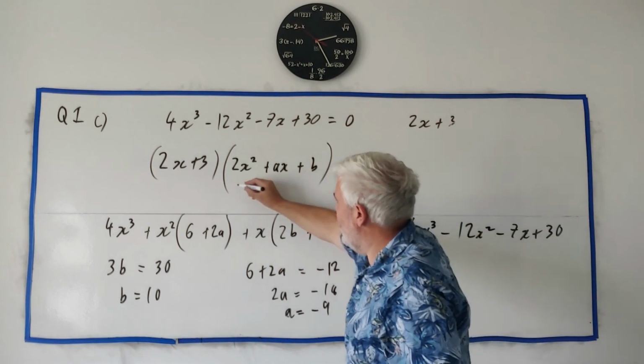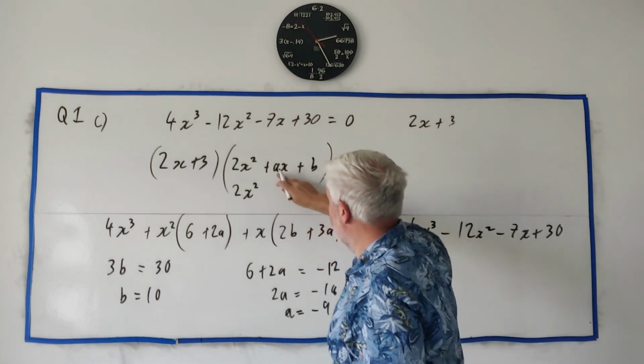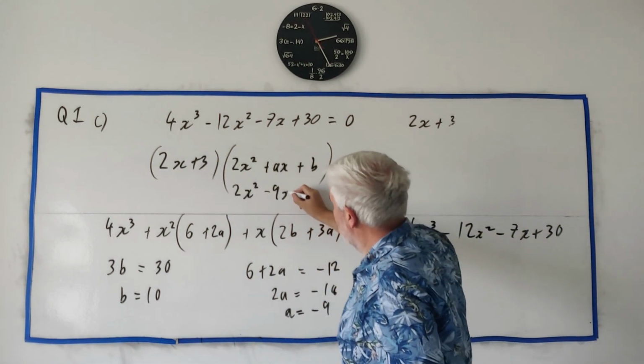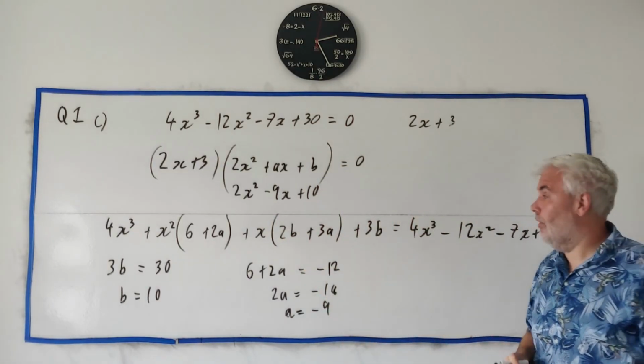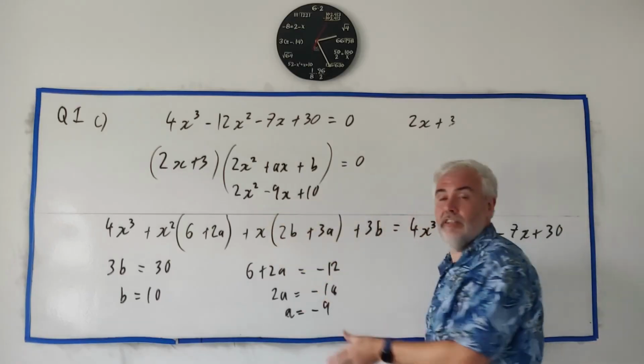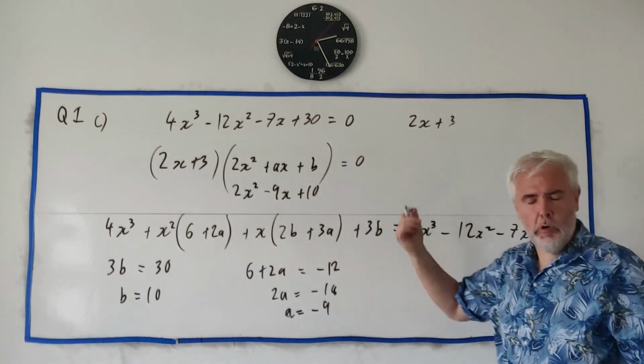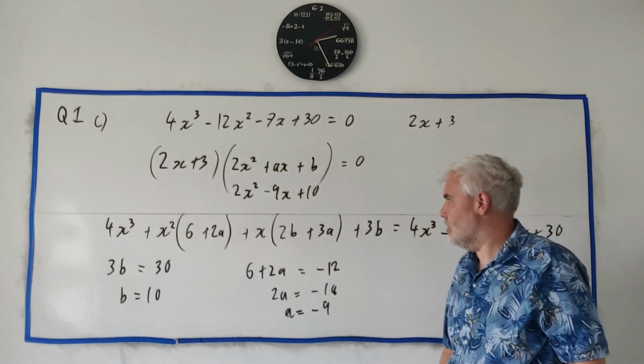So the bracket is actually 2x squared minus 9x plus 10. That's the same quadratic we found last time. You just need to solve this and find your 3 answers. Once again, I won't do it again. This is the same as previously.